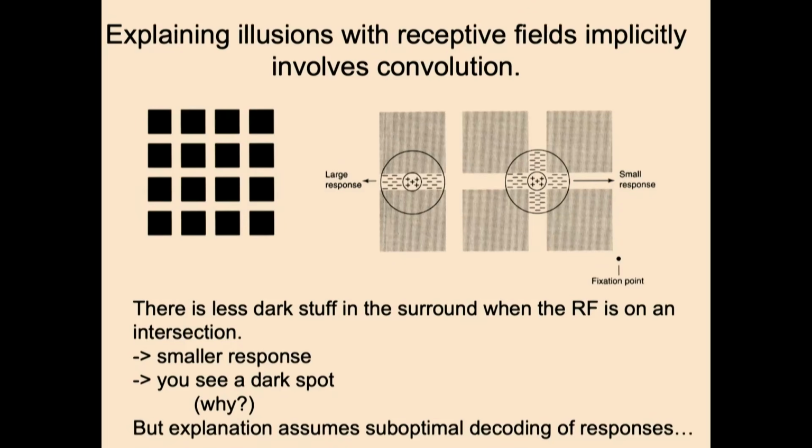Explaining illusions with receptive fields implicitly involves convolution. Okay. So again, the idea is that the convolution simulates the response of this big set of neurons that all have similar receptive fields. We think that's effectively what your retina is sending to the rest of the visual system.